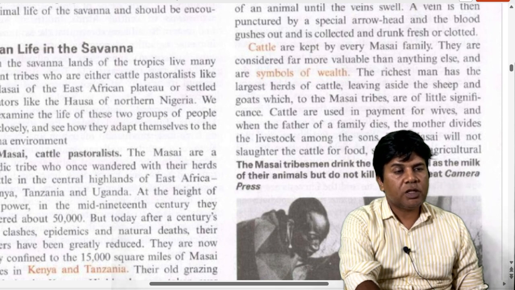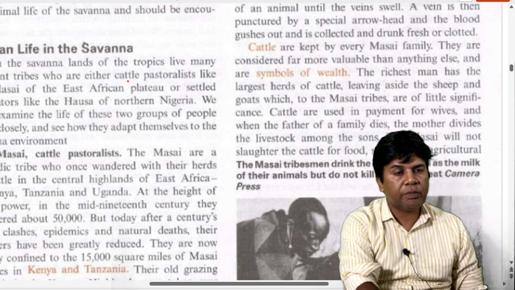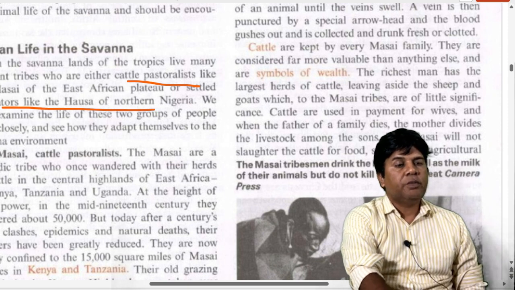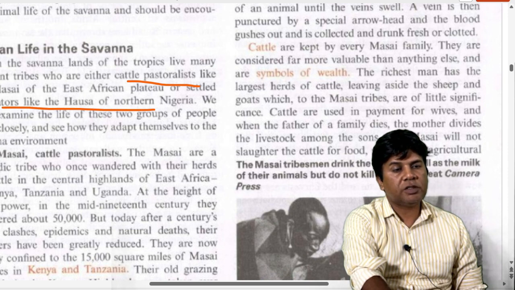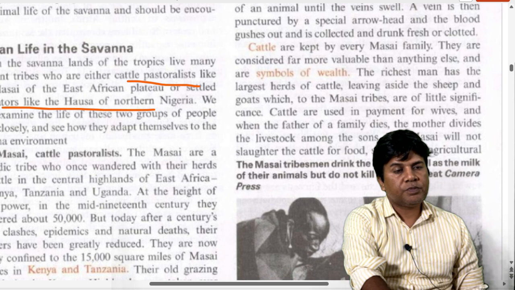So within savanna, we have already seen that the land of the tropics is home to many different types of people, who are either cattle pastoralists like the Maasai of the East African Plateau or settled cultivators like the Hausa of northern Nigeria. Because in these areas grasslands are available, people are engaged in pastoralism.